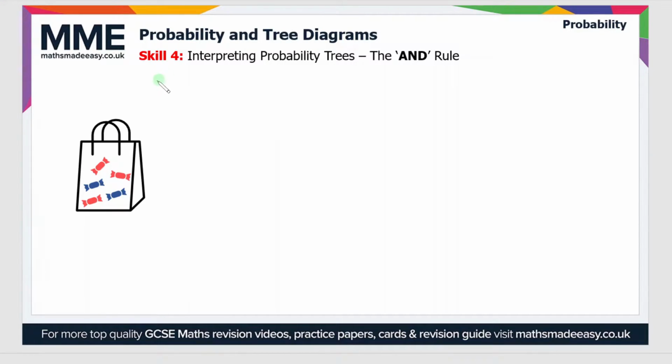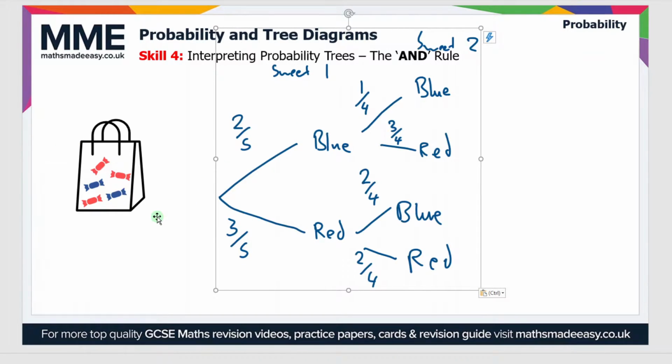So skill number 4 then is interpreting probability trees using the AND rule. I'll just paste in the tree diagram from the previous example. So the AND rule is what we use when we want to find the probability of an instance occurring on one event and the probability of an instance occurring on a second event.